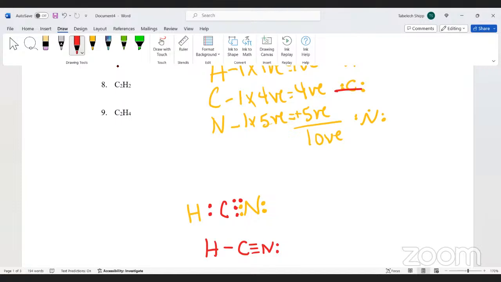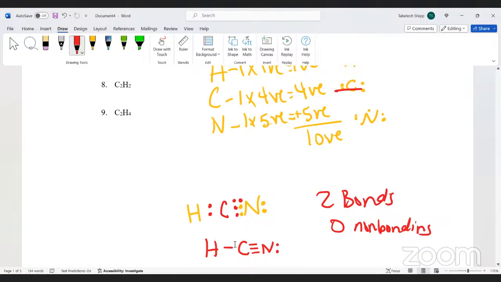So now if we want to know the shape, how many bonds are attached to carbon? 2. There are 2 bonds attached to carbon. Are there any non-bonding pairs of electrons hanging on the top or the bottom? No. Okay, so there are zero non-bonding. Perfect. So there are two bonds attached to carbon, no non-bonding pairs of electrons on carbon.